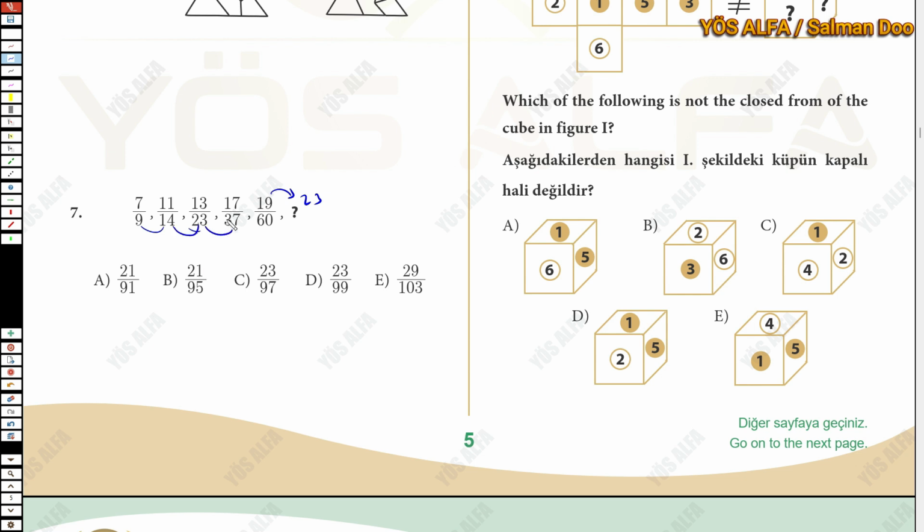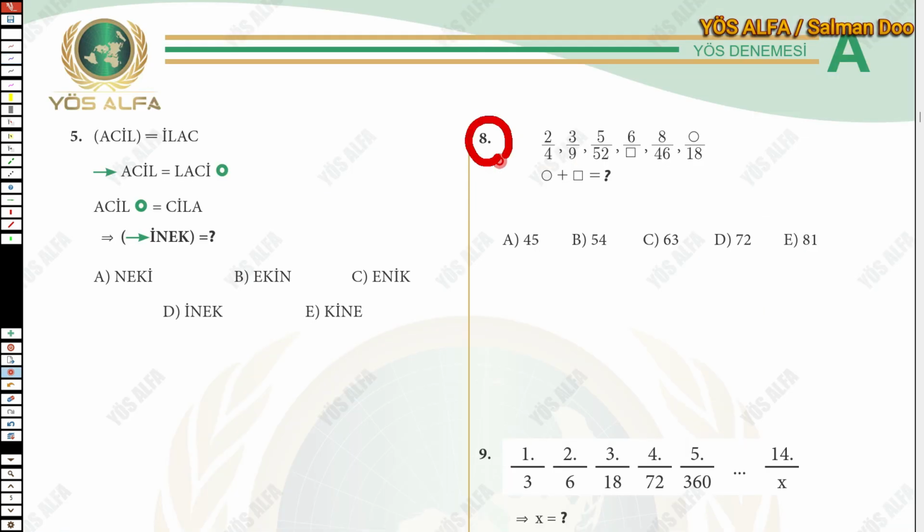So 23 plus 37 makes 60, 60 plus 37 makes 97. So we have 23 over 97. It's C.